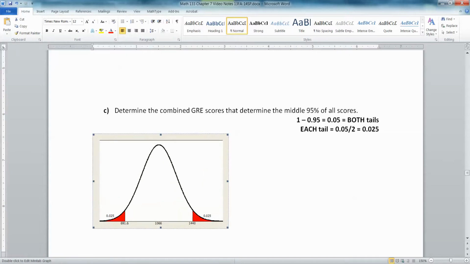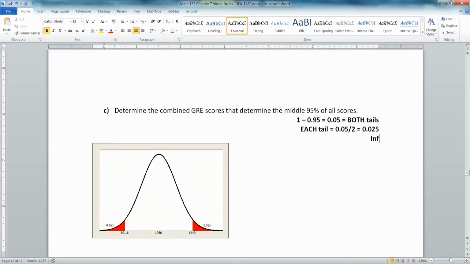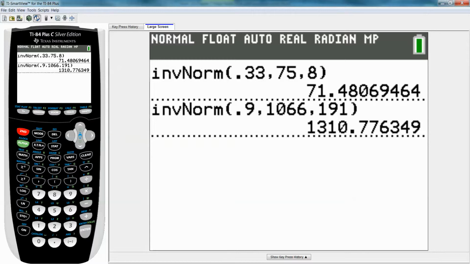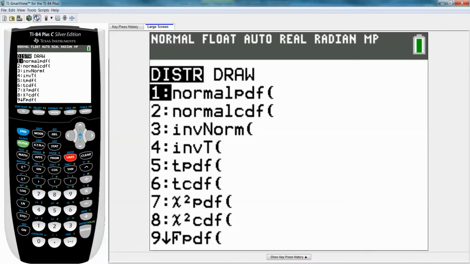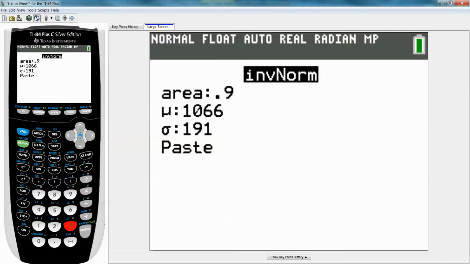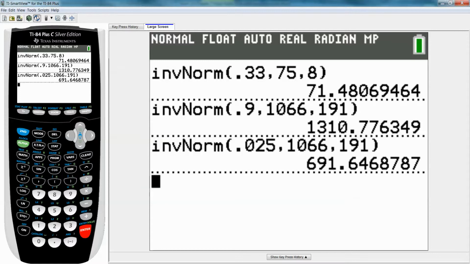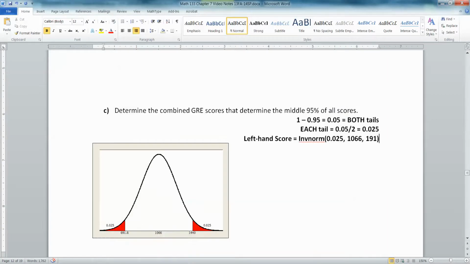So how are we going to find that? So we take inverse norm 0.025, comma 1066, comma 191, and this will be the one on the left. So this will be left-hand score. Okay, so if I type that, actually I could just do second enter. Well, I'll show you again. Distribution, number 3, there it is. So I want 0.025. Enter, enter, enter, enter, enter. 691.6. So that's 691.6, which would be 692 in this case because you can't score 0.6 on an exam like that.